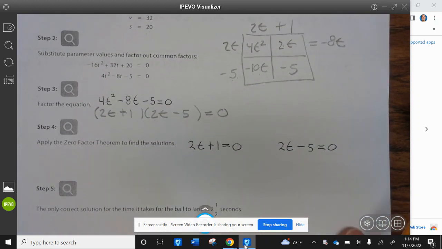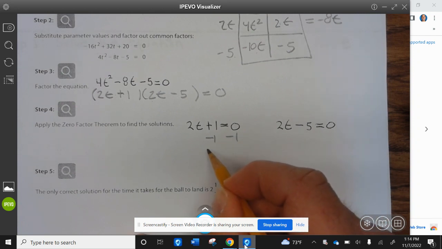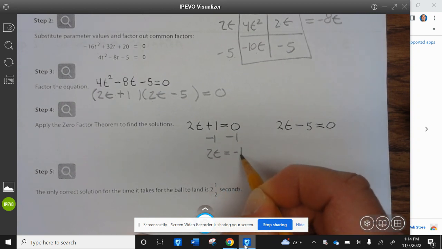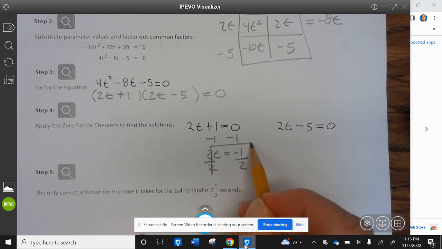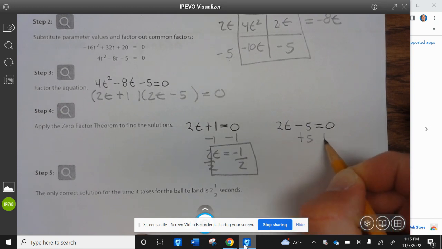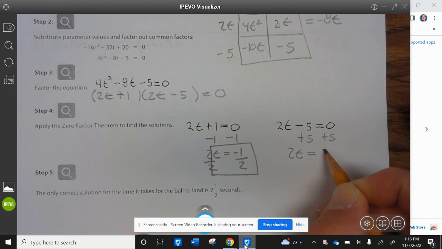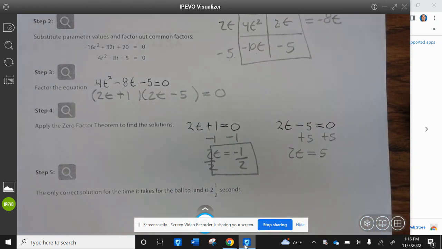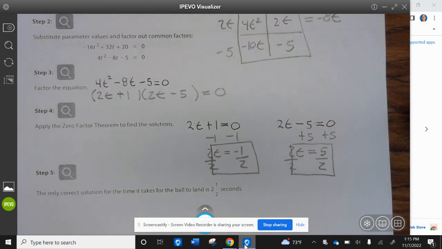So we can set these equal to 0 and solve. So we subtract 1 from both sides. You get 2t equals negative 1. Divide both sides by 2. That divides and becomes 1, so t equals negative 1/2. Add 5 to both sides. You get 2t equals 5. Divide both sides by 2. So t equals 5 divided by 2.